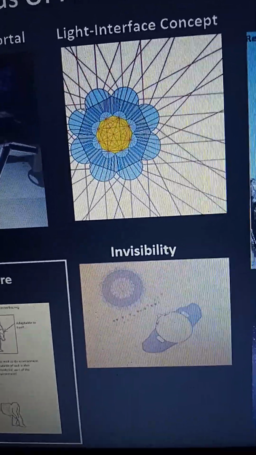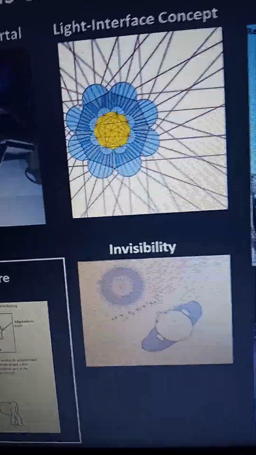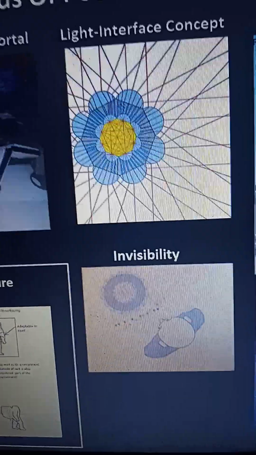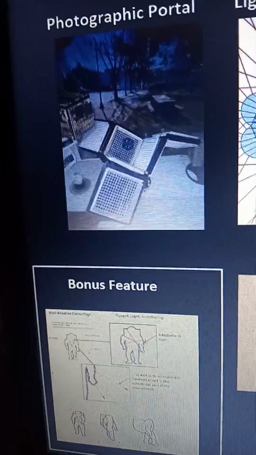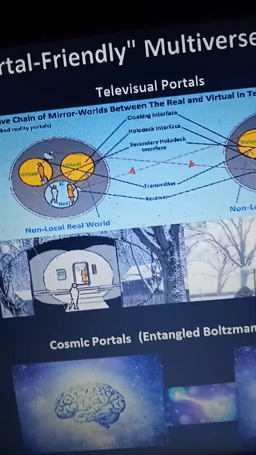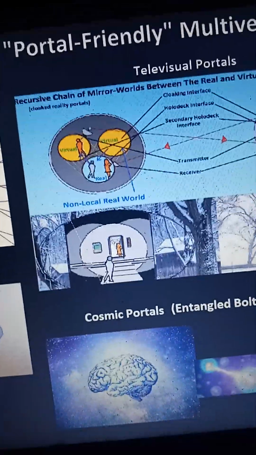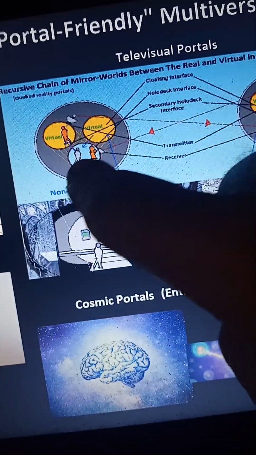It's a concept. It hasn't been invented, and it's probably several years away, if anybody even pays attention to any of my ideas. But a photographic hologram can be built. It just needs the money. And I call these concepts televisual portals. And it requires 3 interfaces.